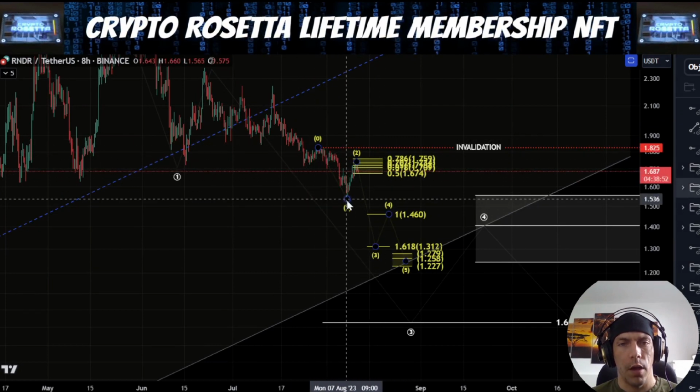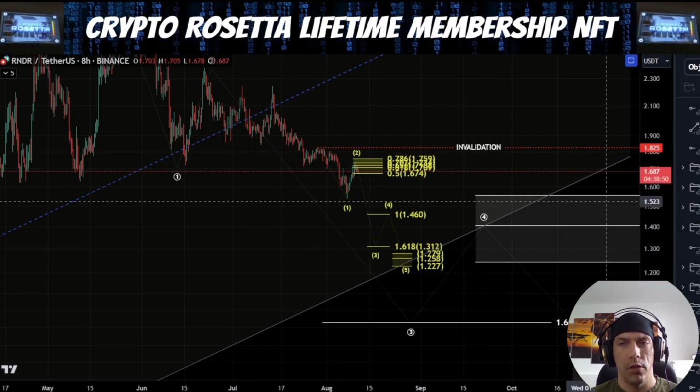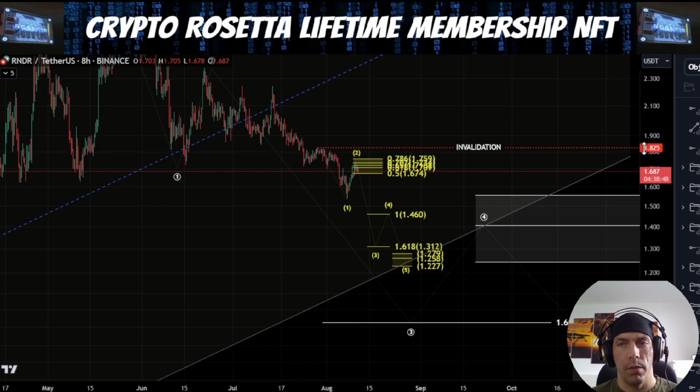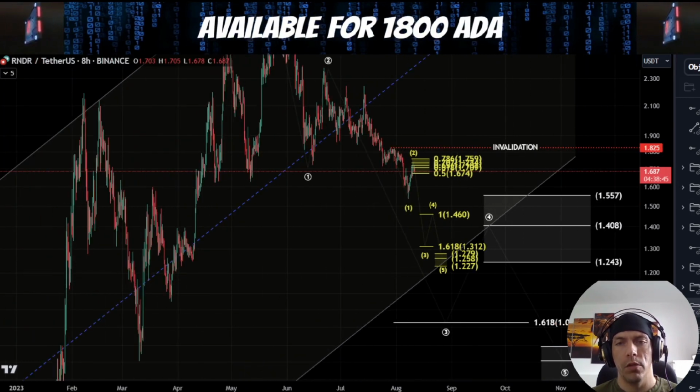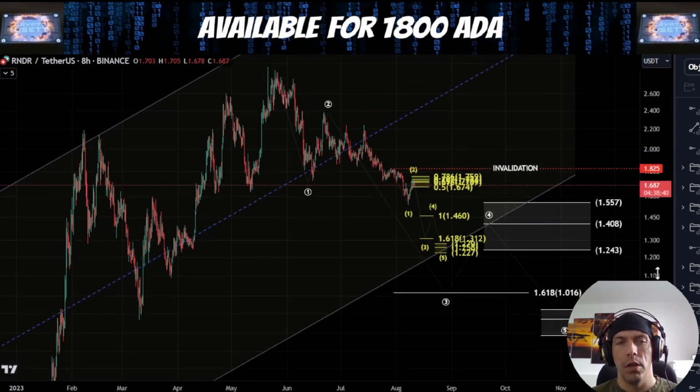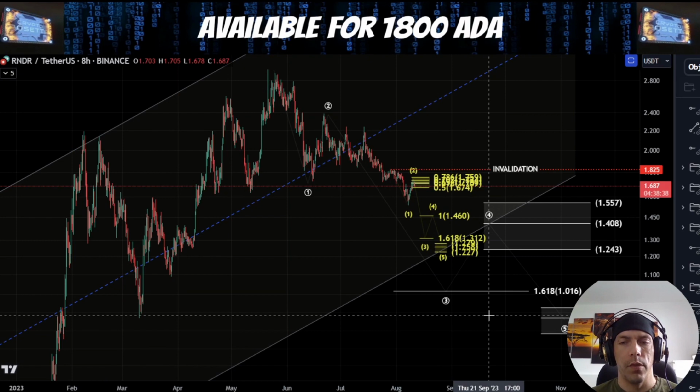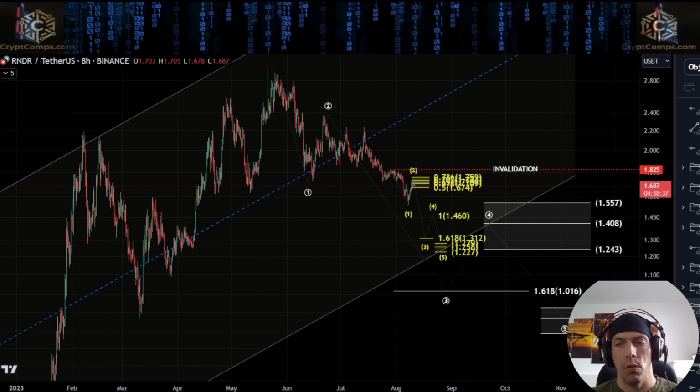Potentially we could look to have a move away from here, but until we actually start to take out this high at the moment, this 182, I'm going to be looking for that possibility that we could start to break down from this level. Now, if we do see something like this, this would align with that count where we could see this is a flat correction, and then we could look for that move to the upside.